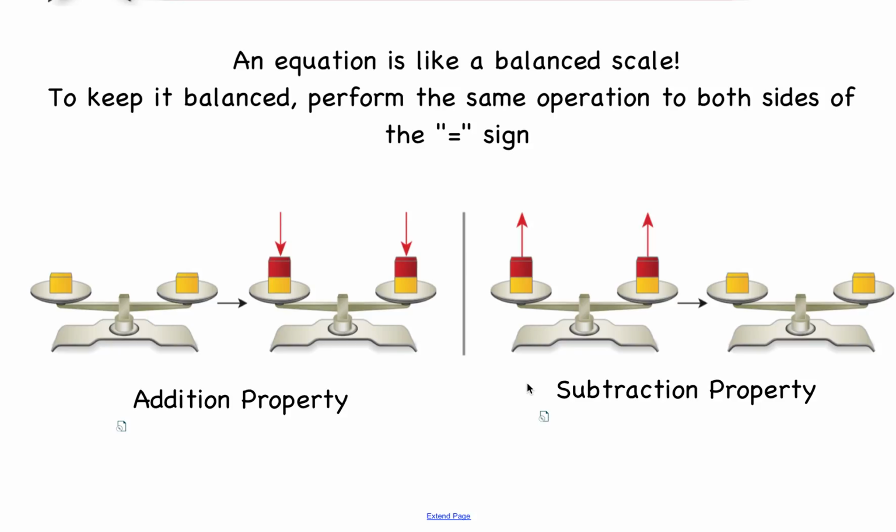You can think of an equation like a balancing scale. You may have seen these in your science class where you have a scale, and as long as you start out with a true statement or a balanced scale, if you add the same amount to both sides of that balanced scale, the scale is still going to stay balanced. That's called the addition property. In math, that looks like this.